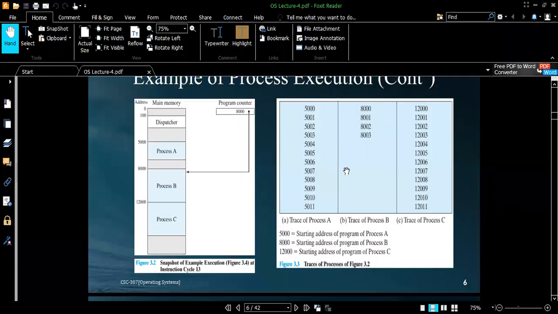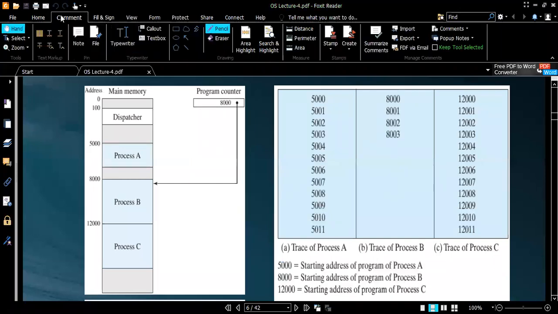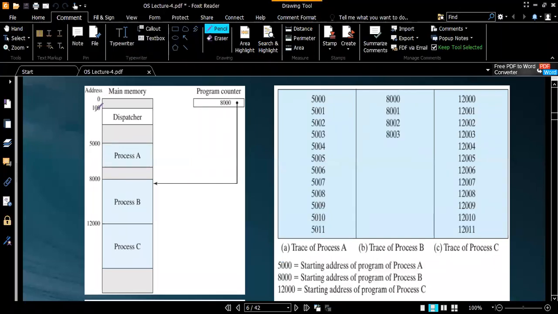So let us see this example. Here there are three programs in the figure. We'll first go to this one. We have this main memory, and in the main memory these are the addresses. Let me zoom in. These are the addresses of the computer, the addresses of the memory. We have address 0, address 100, address 5,000, address 12,000. These are all the addresses. It starts from 0.